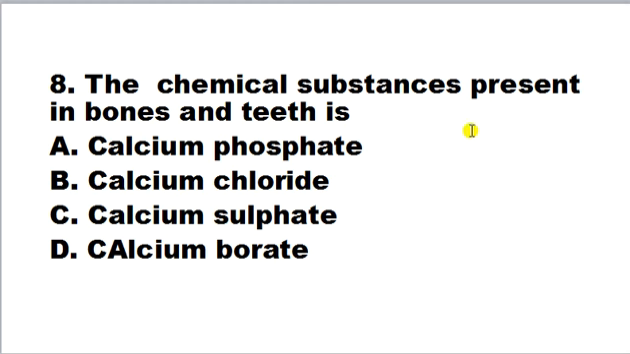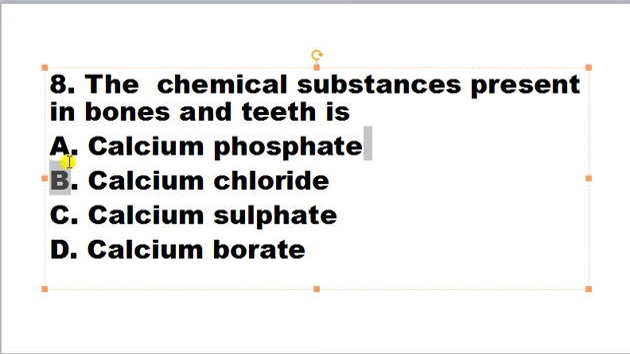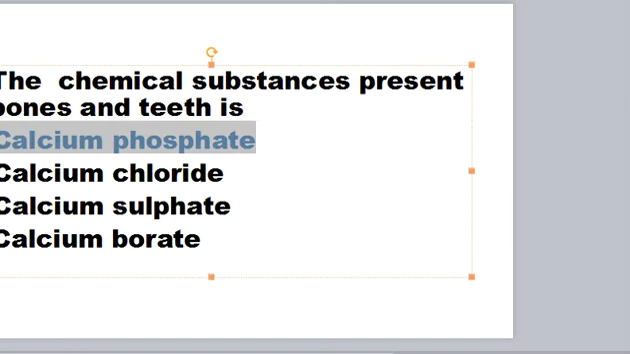The chemical substance present in bone and teeth is calcium phosphate, calcium chloride, calcium sulfate, calcium borate. So the chemical substance present in bone and teeth is calcium phosphate. Calcium phosphate is the chemical compound that is present in our teeth.